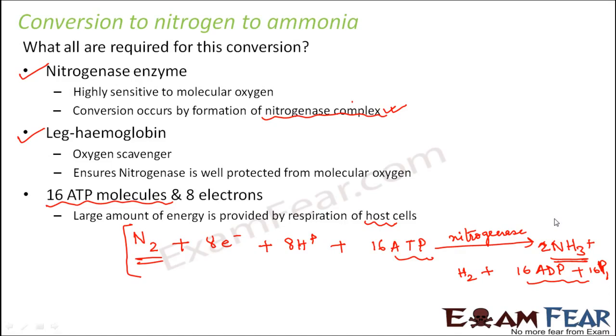If you look at the overall process, in the first step, the nodules are formed. And how the nodules are formed, we saw that clearly. When the chemicals are released, the bacteria infect the root cells, and that is how the nodules are formed. Once the nodule is formed, it contains the enzyme nitrogenase, it contains leg hemoglobin, and also the amount of energy which is required. So that is how the conversion takes place.